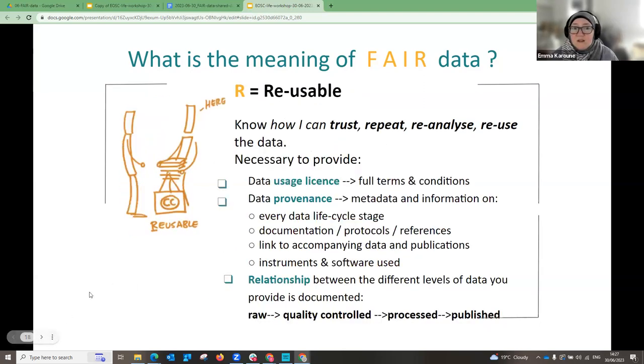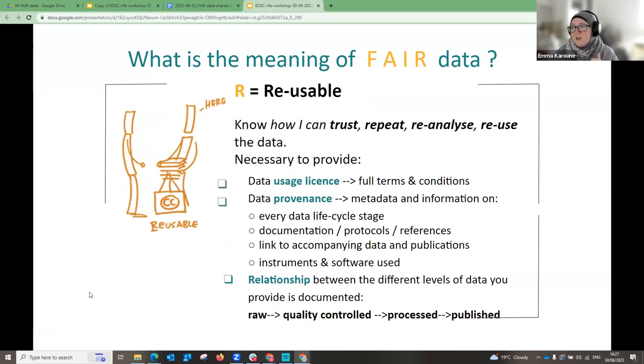And the last one then is reusable. And this one, the first part of it is fairly easy, is that you've got to give it a license so people understand how they can reuse it. So we've covered licenses actually in another session, the using repository session. So go back and see that video.